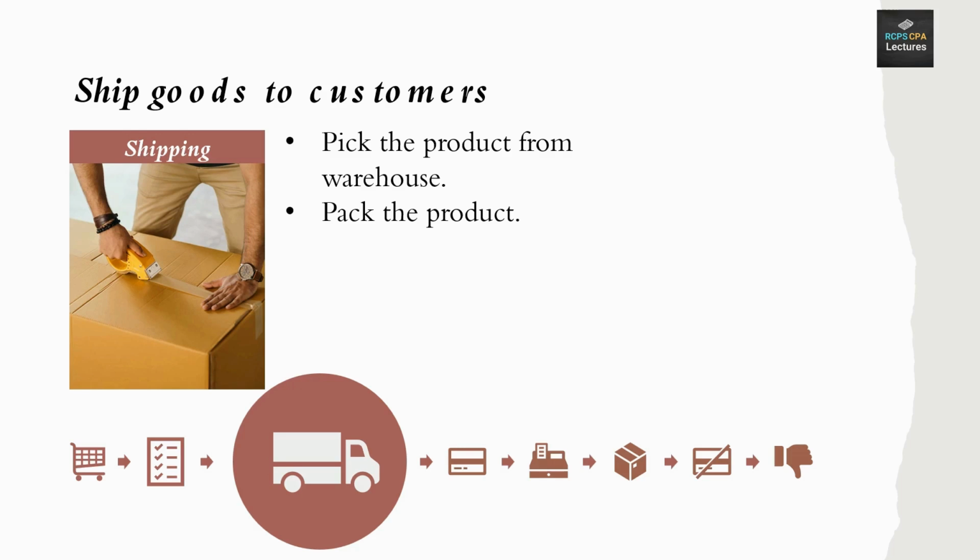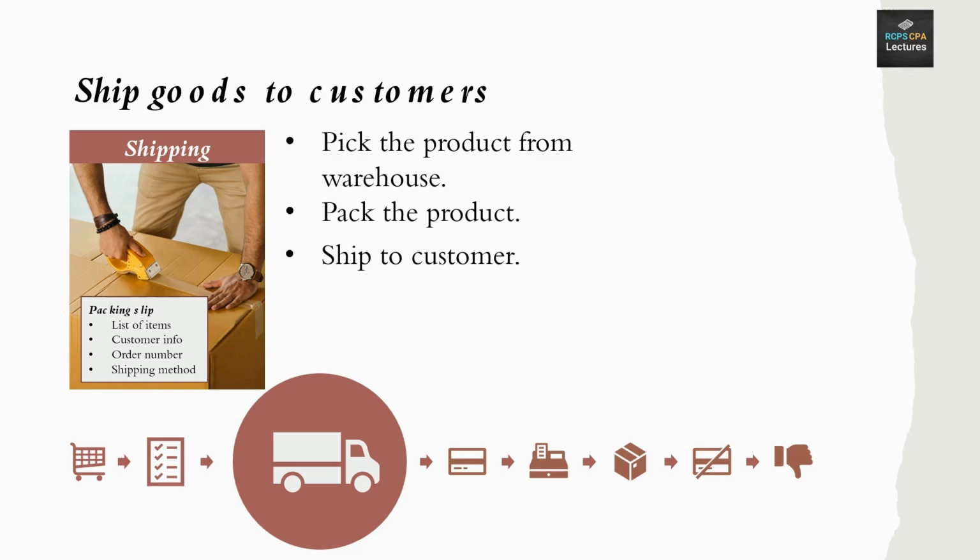Once the products have been picked, they are packed into the shipping containers, such as boxes, envelopes, or pallets. The packing process involves selecting the appropriate shipping container, securing the products inside the container, and labeling the container with the correct shipping information. A packing slip is a document that accompanies the shipment and lists the products that are included in the shipment. The packing slip also includes other important information, such as the customer's name and address, order number, and shipping method.